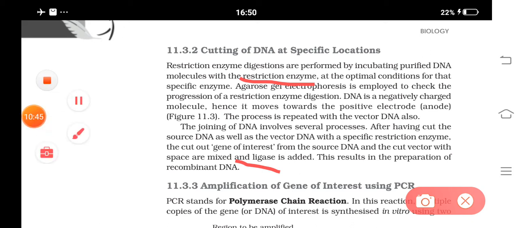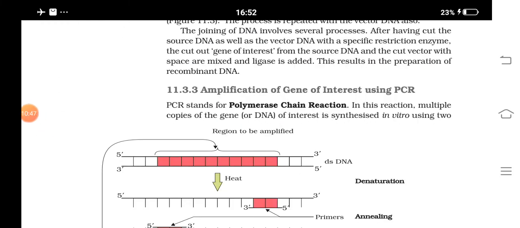Is it clear? So now you would have understood this process is not so easy. Once a gene is cut, or removed from the host cell, and if it is identified, then we can make multiple copies of the same gene using a new technique known as what?